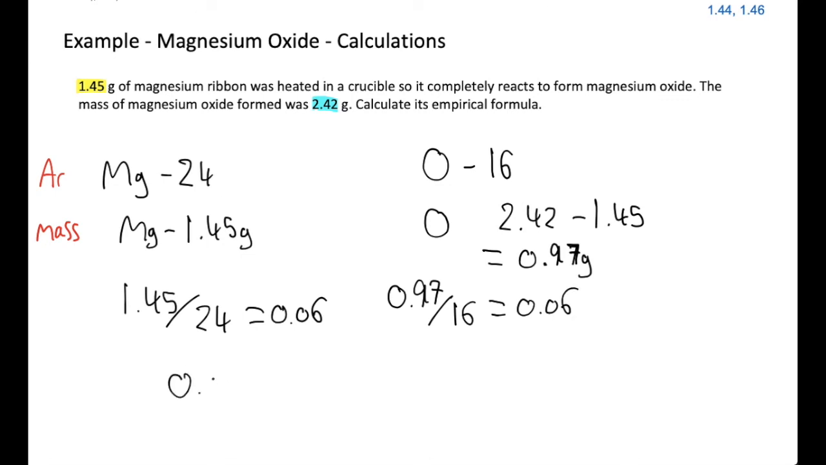We write this as a ratio. And of course, if we divide both of these numbers by the smallest one, where the only option is 0.06, we'll get a 1-to-1 ratio for magnesium and oxygen atoms. And so the empirical formula for magnesium oxide is simply MgO. This also happens to be the molecular formula as well.